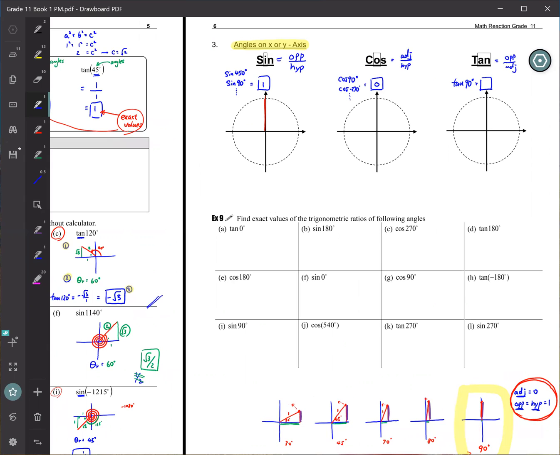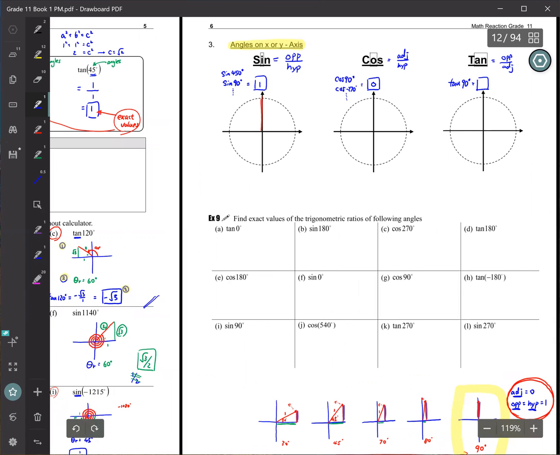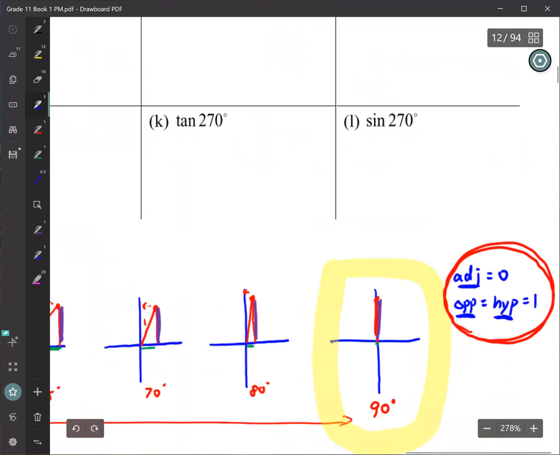I don't know. What's the opposite? What's the value for opposite? Look at the picture here. What's opposite? 1. Yeah. Over adjacent. What's adjacent? 0. Okay. So tangent will be what over what? 1 over 0. Can I do 1 over 0? No, right? You cannot divide by 0. 0 cannot be in the denominator.